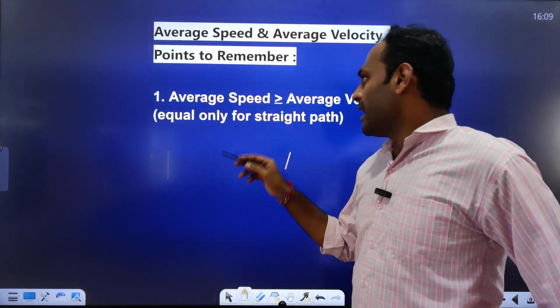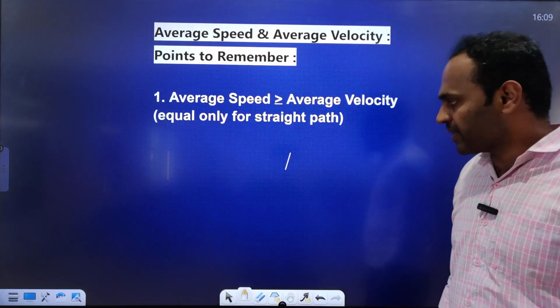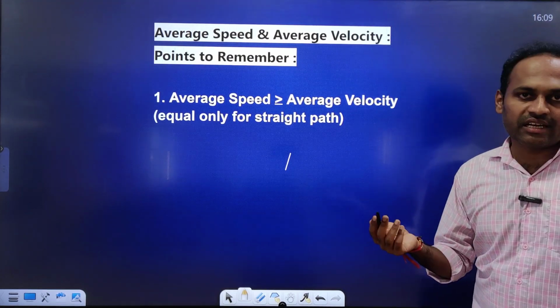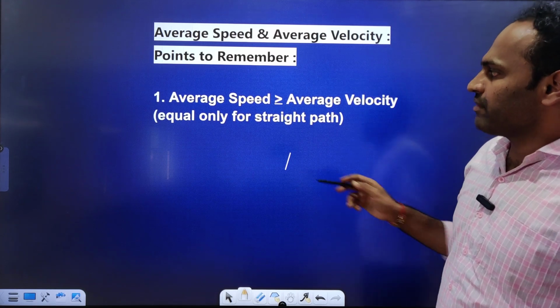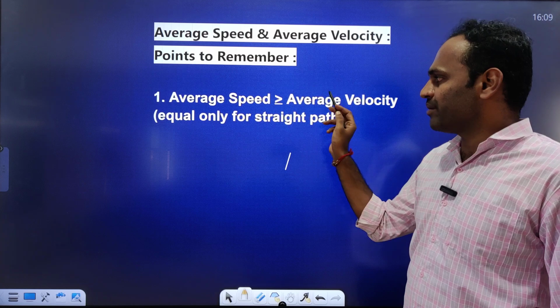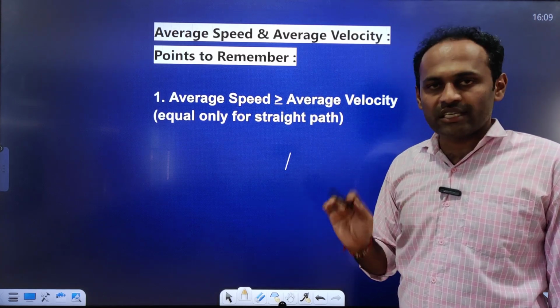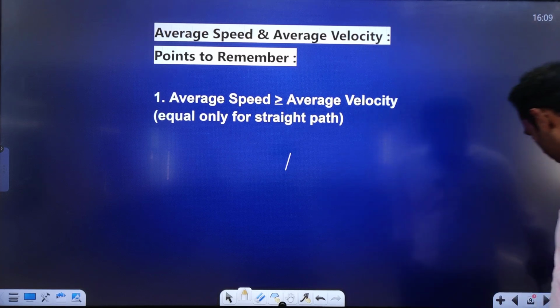See, the first one is: average speed is always greater than or equal to average velocity. It will be equal only for a straight path; otherwise average speed is always greater than average velocity, right? This is the first point you have to remember.